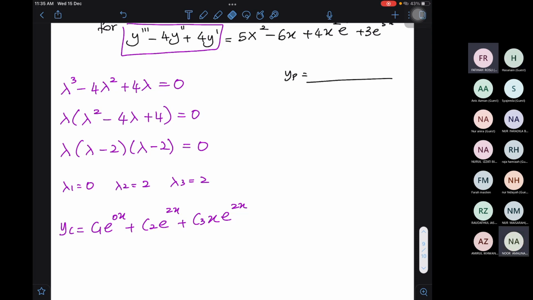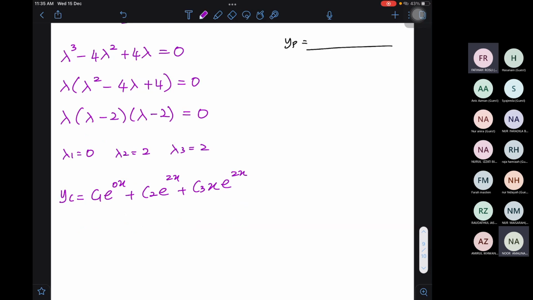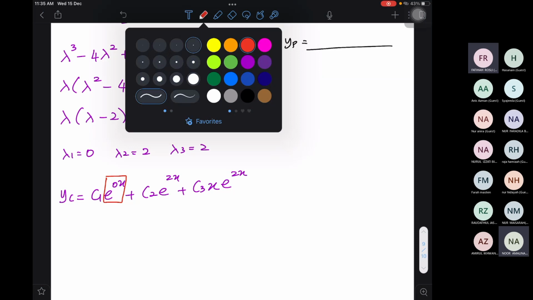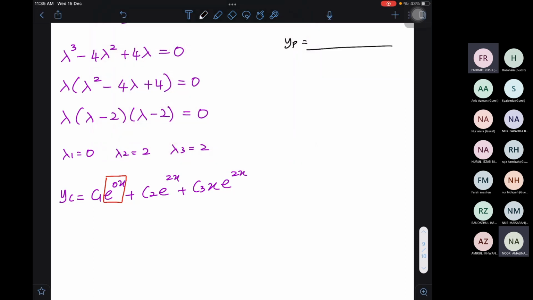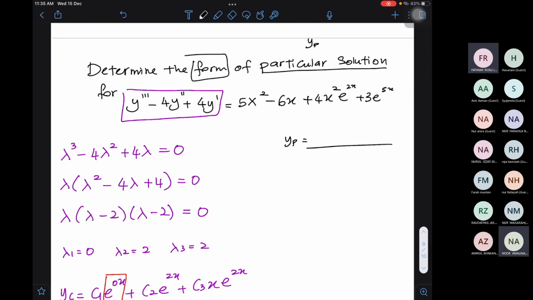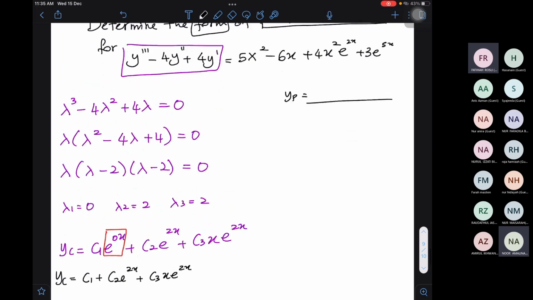Okay, kalau awak tengok dekat sini, ini adalah exponent 0x. So exponent 0x is exponent 0. Exponent 0 is equal to 1. So you just write your YC equal to C1 plus C2 exponent 2x plus C3 x exponent 2x. So this is your YC. Now kita nak tengok YP.